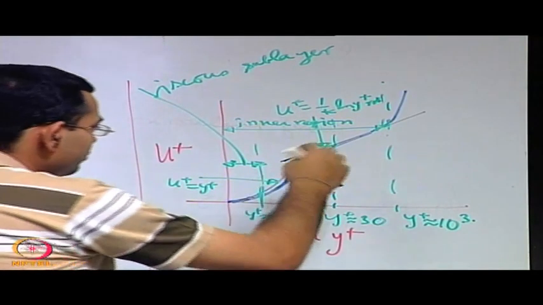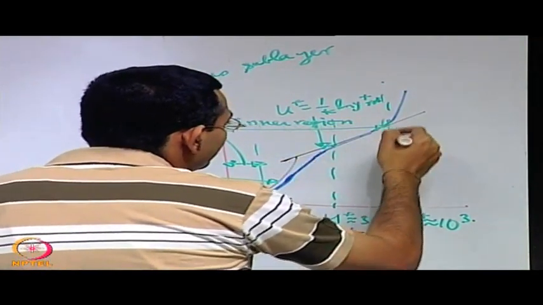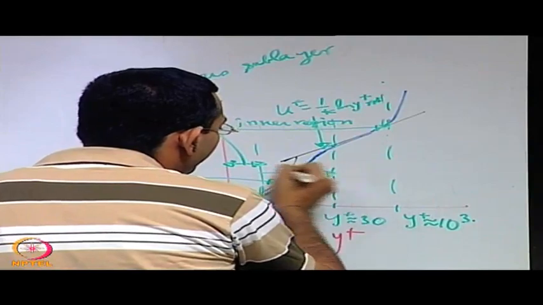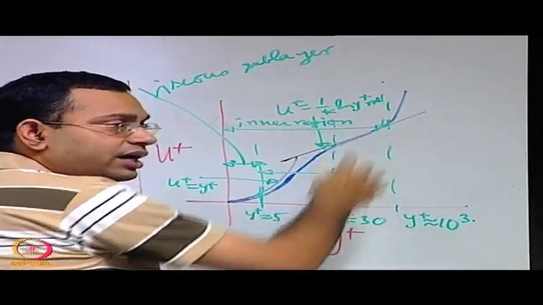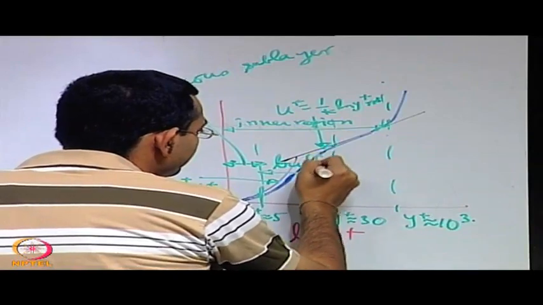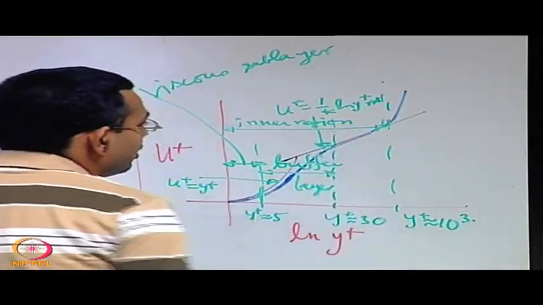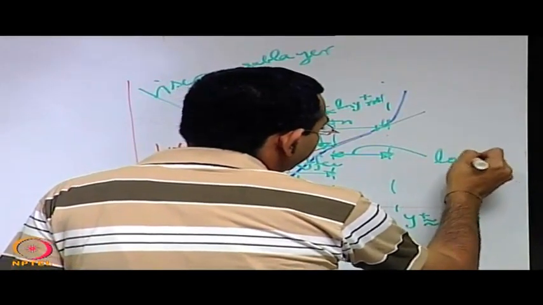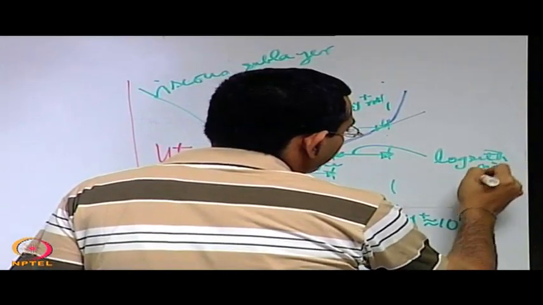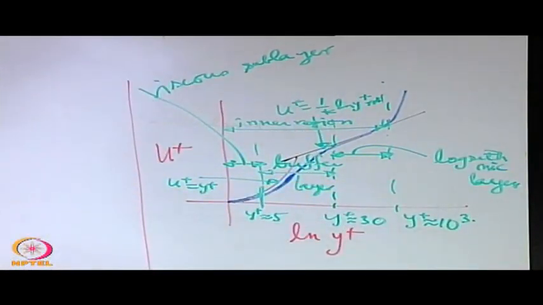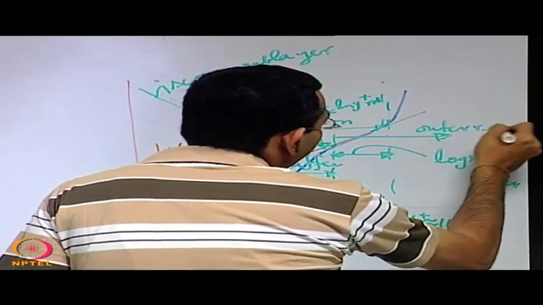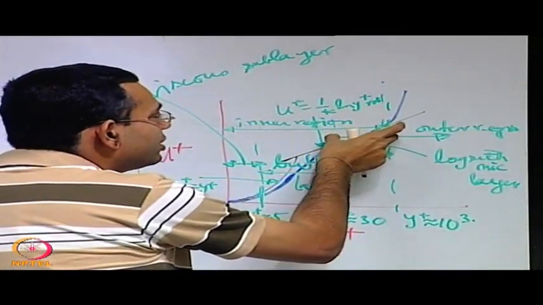Then you have this layer where you have a transition from the viscous sublayer behavior to another behavior, this is known as a buffer layer. And the layer over which the logarithmic law is valid is known as the logarithmic layer. And from the logarithmic layer to the entire thing is usually known as the outer region, and you can see therefore there is a region which is an overlap between the inner and the outer region.